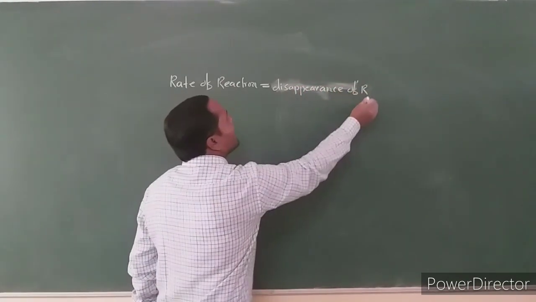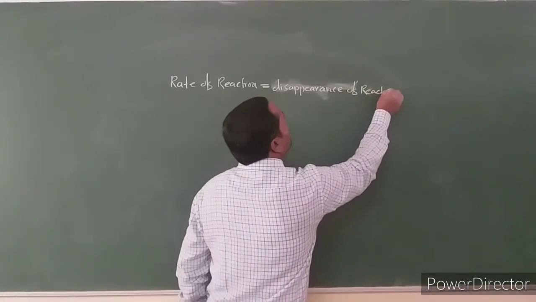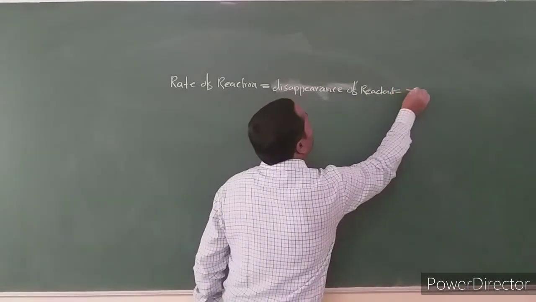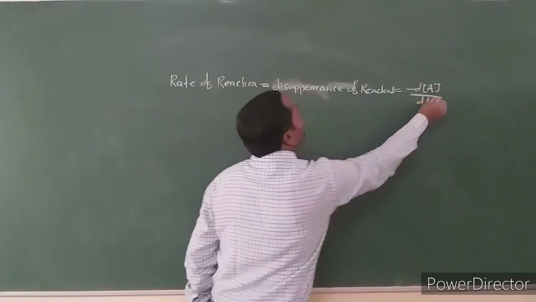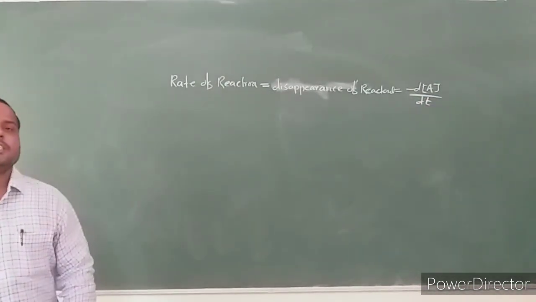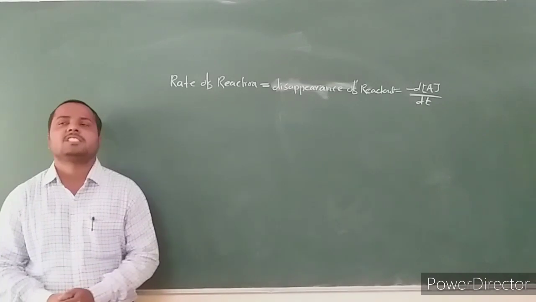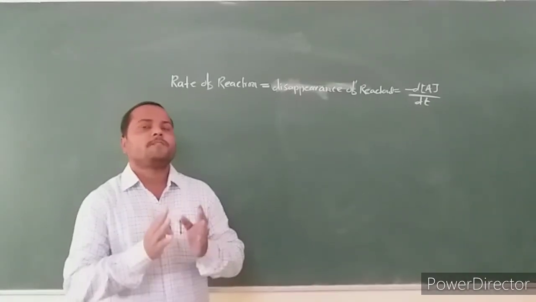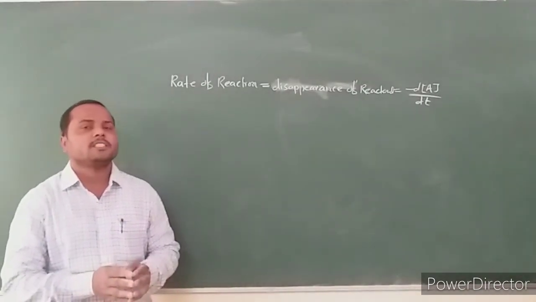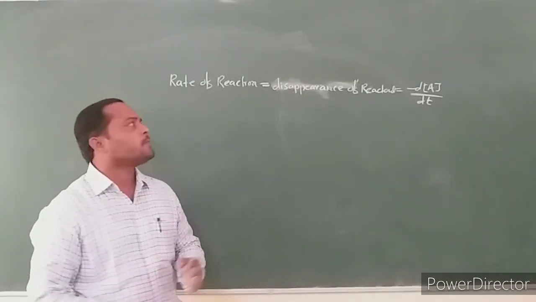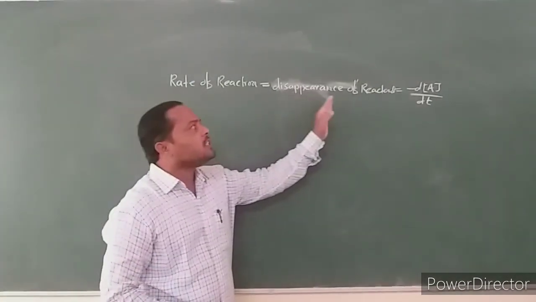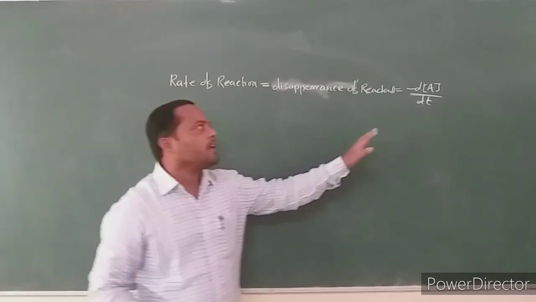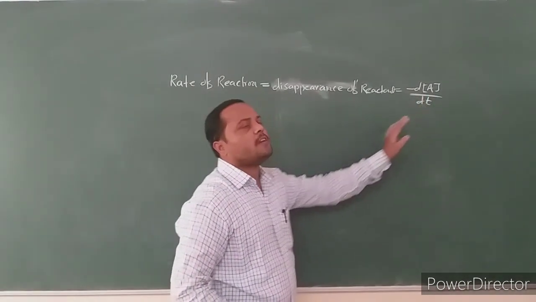Disappearance of reactant A is equal to minus dA upon dt. The rate of reaction is defined in terms of decreasing concentration of reactant and increasing concentration of product. Rate of reaction is equal to disappearance of reactant A, which is equal to minus dA upon dt.